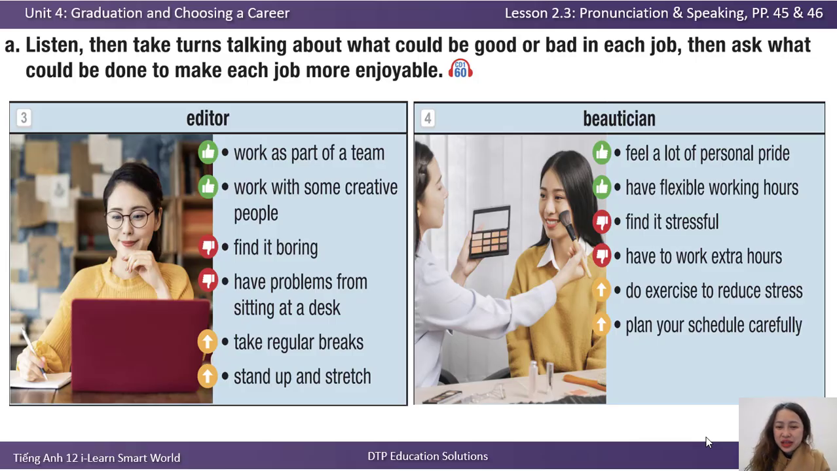Now I'd like you to work in pairs again. Your task is to think about one of the jobs on the slide, either the editor or the beautician. Here's what you need to do: read the points on the slide carefully. Choose one good thing, one bad thing, and one way to make your job better. Speak out loud your answer. Take turns to give your answer in simple sentences using the prompts.